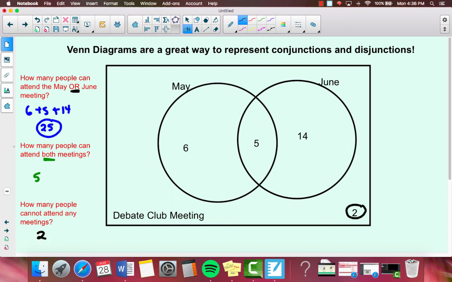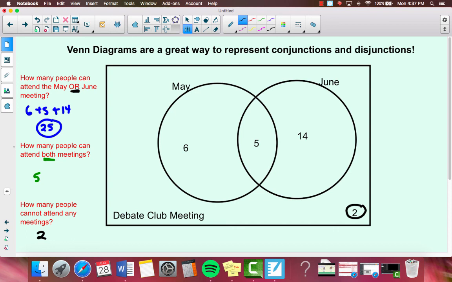So it's all just about interpreting the data. I could have asked you how many people could only go in June. In that case, it would only be 14, because the 5 people in the middle could also go in May. So you have to pay attention to the wording of the Venn diagram questions and make sure you're looking at the right numbers. But for the most part, you're just going to be adding some numbers together, and that's it.